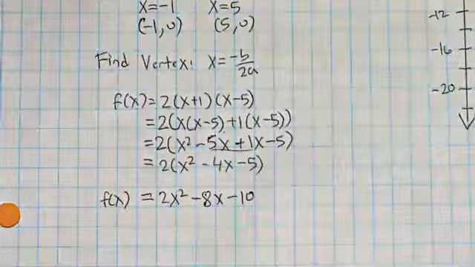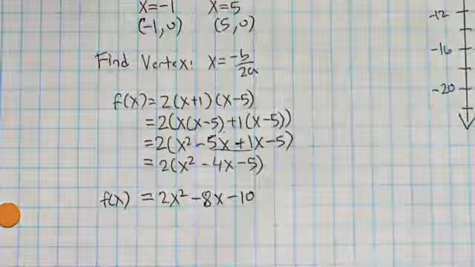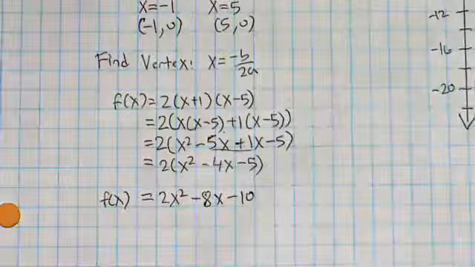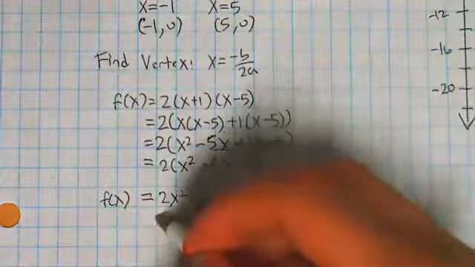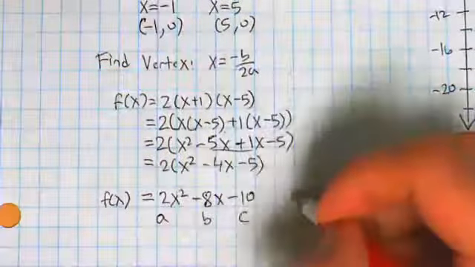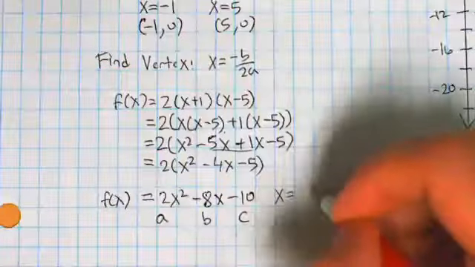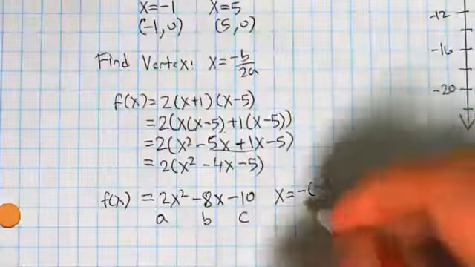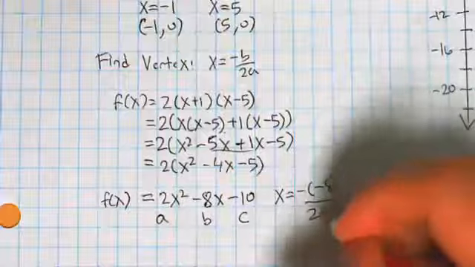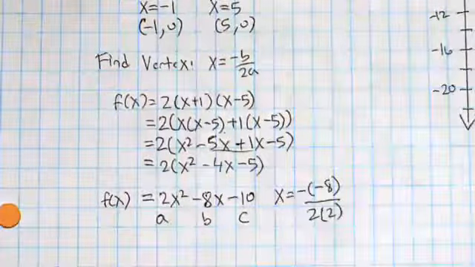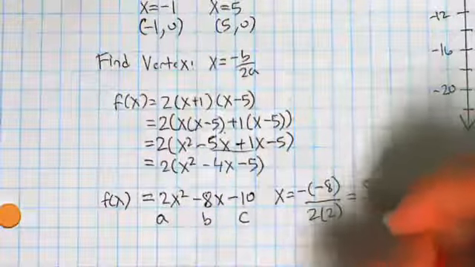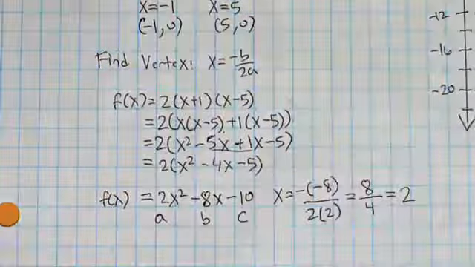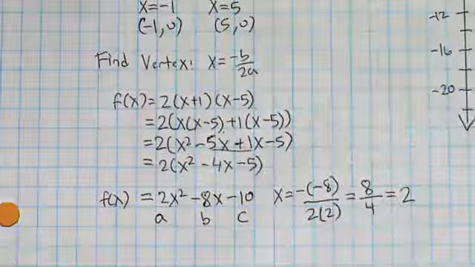So unfortunately, we had to do all this distribution work just so we can now find the axis of symmetry, aka the x value of our vertex. And we now know what our a, b, and c are. So in our equation, we can plug in our negative b, which is a negative 8. So we have negative 8 divided by 2 times our a, which is also a 2. Negative 8 makes positive 8. 2 times 2 is 4. 8 divided by 4 is 2. So the x value of our vertex, aka our axis of symmetry, is that x is equal to 2.